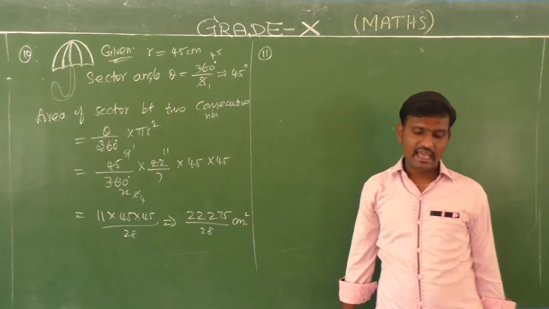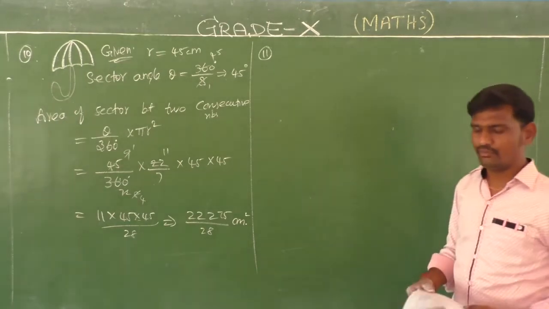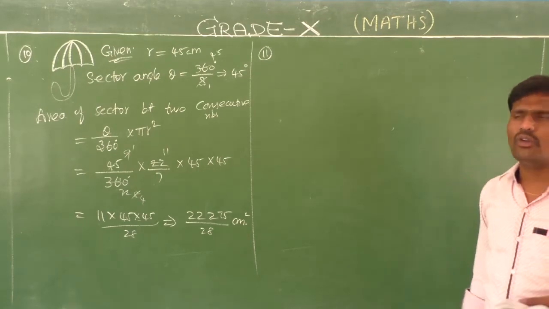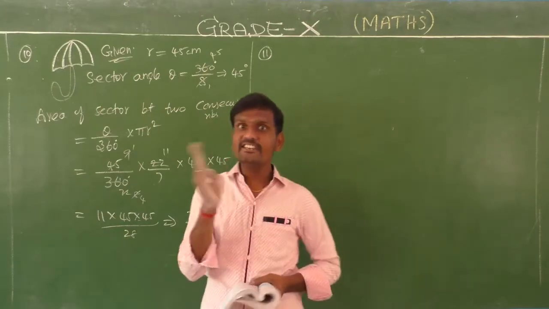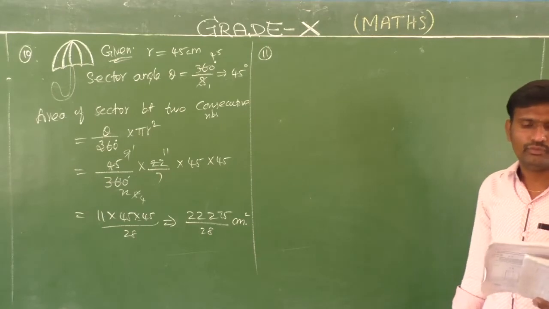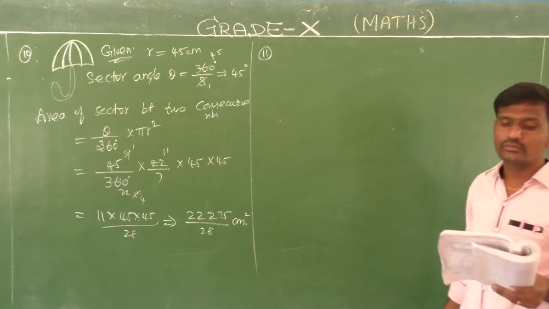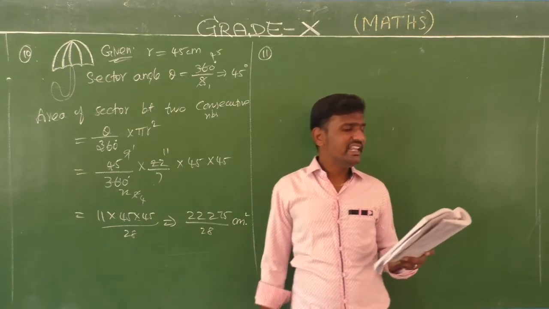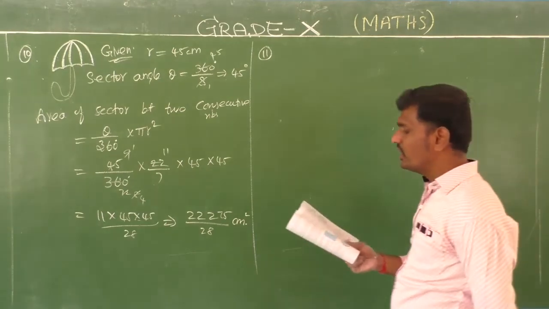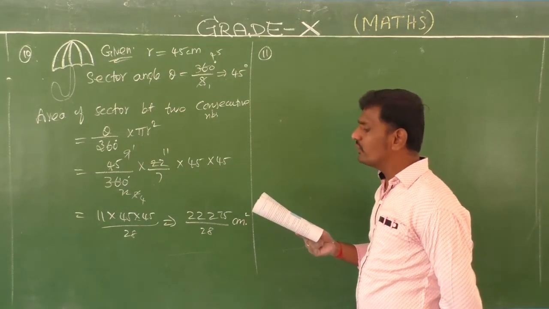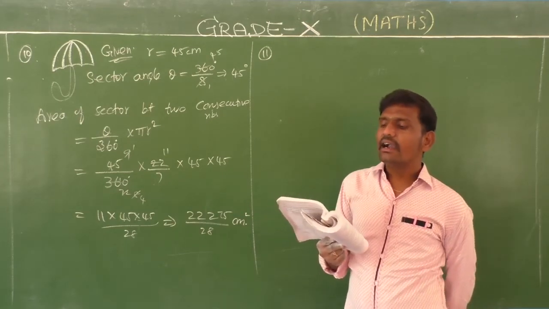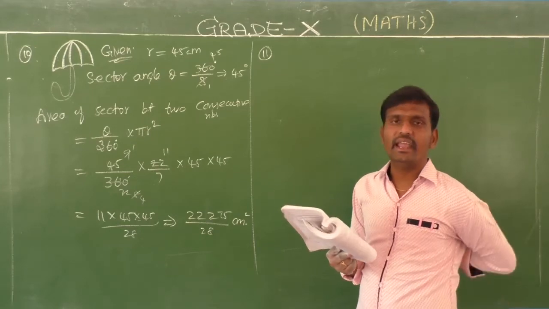A car has 2 wipers which do not overlap. What do you mean by overlap? It will not intersect. It will not touch each other. So that is the overlapping. Each wiper has a blade of length 25 centimeter, sweeping through an angle of 115 degree. Find the total area cleaned at each sweep of the blades.